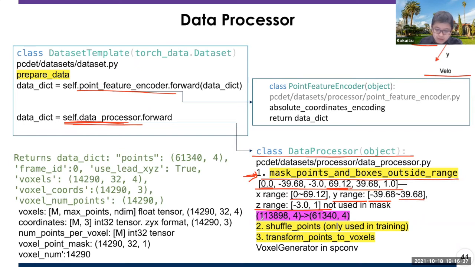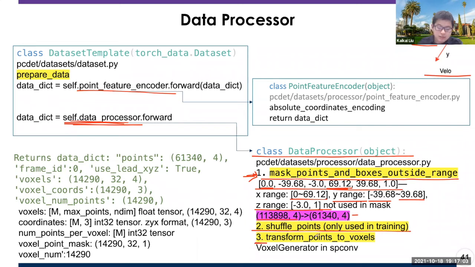After filtering out, you will find the point number dropped from 113K to 61K. Then you can shuffle points, but this is only used in training. Shuffle some of the points, because shuffling the points doesn't impact anything.